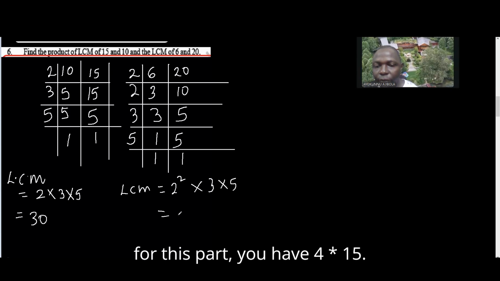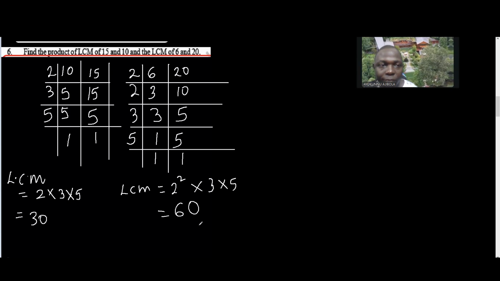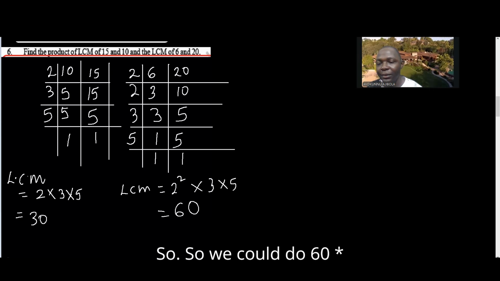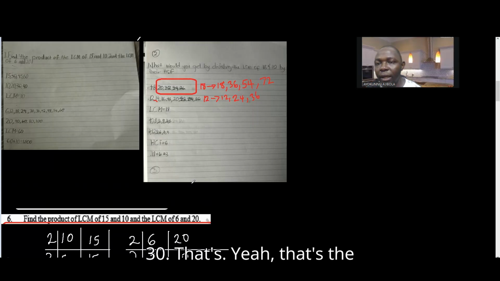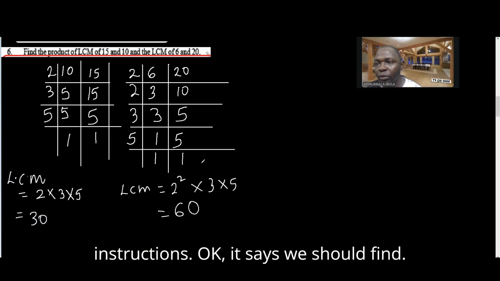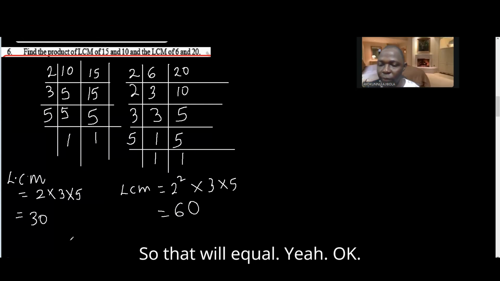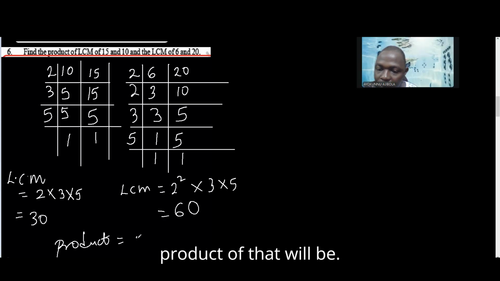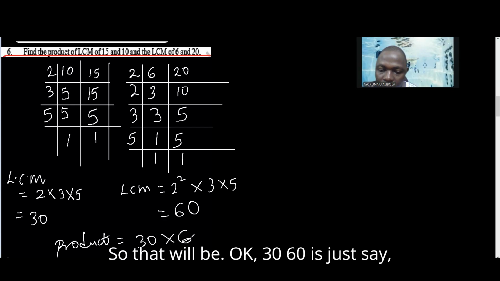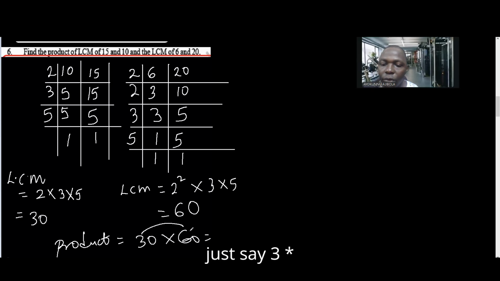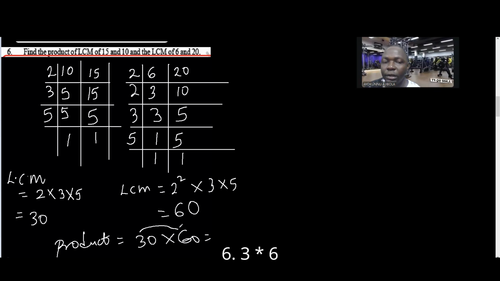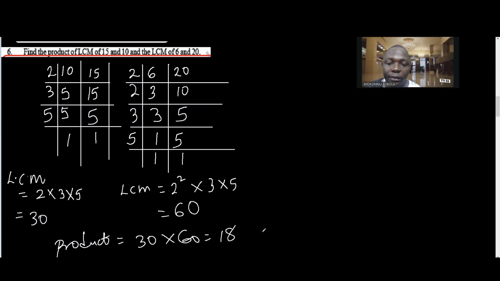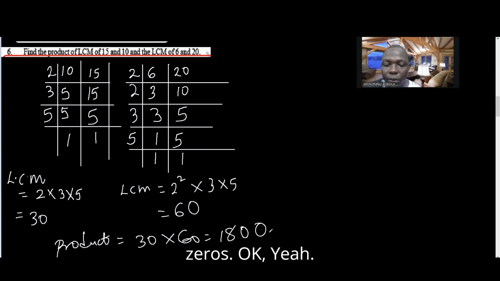And for this part, you have 4 times 15. Do you understand what I did? So 6, we could do 60 times 30. That's the instruction. It says we should find the product. So the product will be what? 30 times 60 is, just say 3 times 6, 3 times 6 is 18, right? Oh, 18, sorry. Then you put the two zeros, okay?